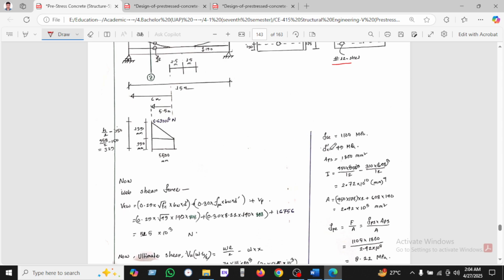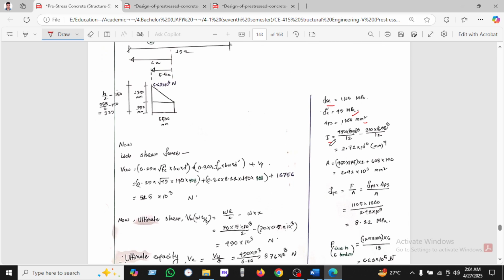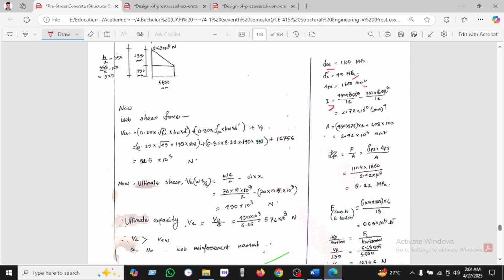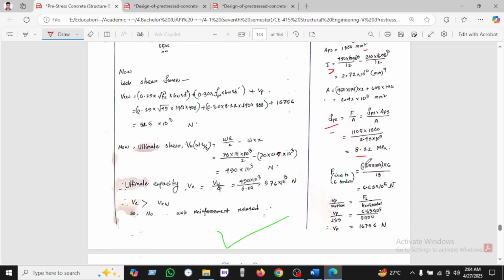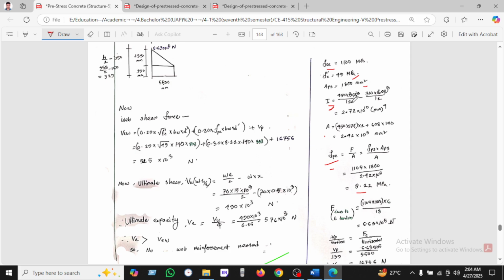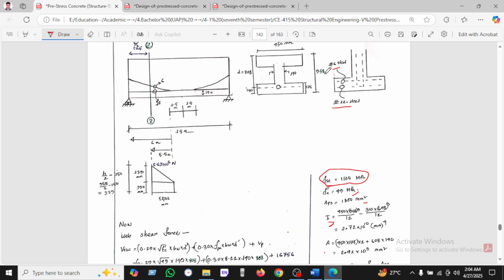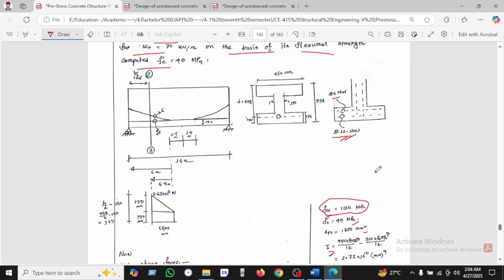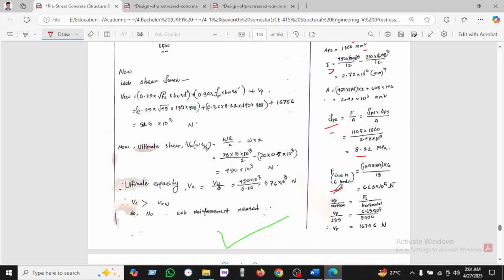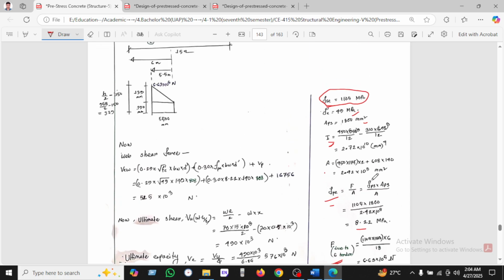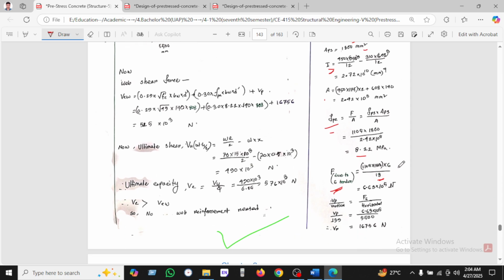So you can see this value and this value is given, and we can calculate the moment of inertia and area, and now we calculate the force, which is 8.2. The FPS is given here, 1105 for total. We can see 12 plus 6, which is 18. Now we'll calculate for only the 6 strands. It will be nothing but divided by 18 and multiplied by 6, and we find this value.